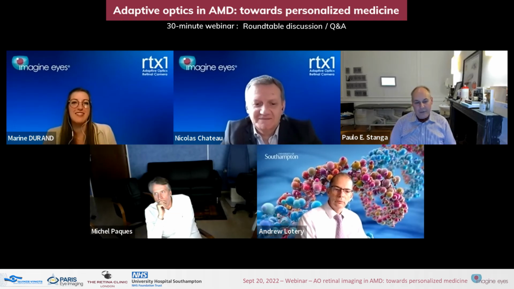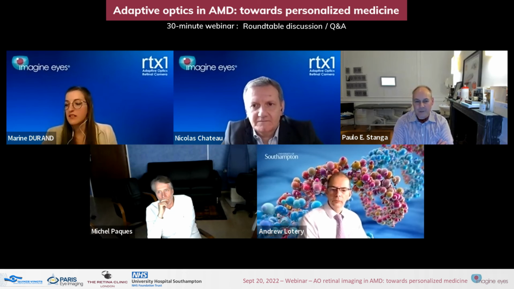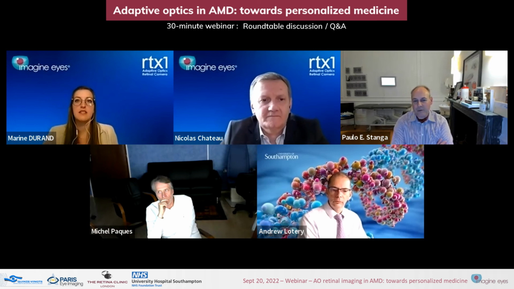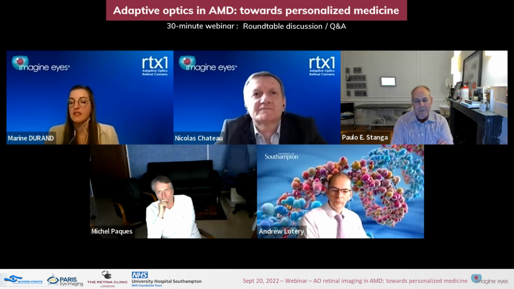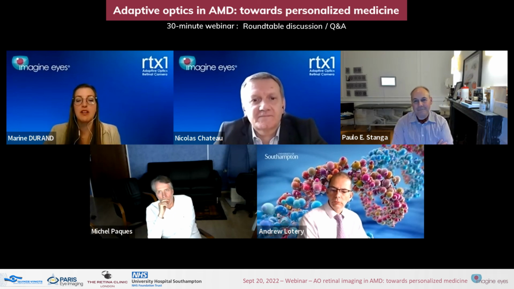But there's no doubt, in the opinion of myself and others, that adaptive optics really has a role. And we need to learn more about what we are seeing, and of course collaborate with histopathologists to have a better correlation between what we see, what those changes in pigmentation, changes in the white and black spots, drusen, and changes in the morphology of cellular mosaics really mean. So thank you, Paulo, Michel, and Andrew, for sharing with us your insights and vision today.